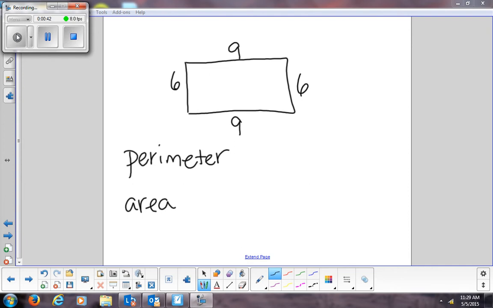Okay, now what I want you to do on your grid paper is count for me just the boxes along the line. So there should be 6 here, 6 here, 9 here, and 9 across here.